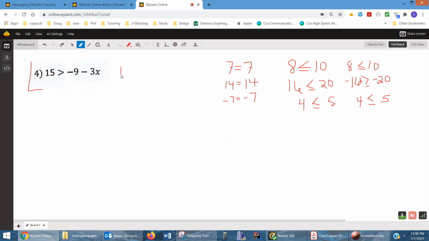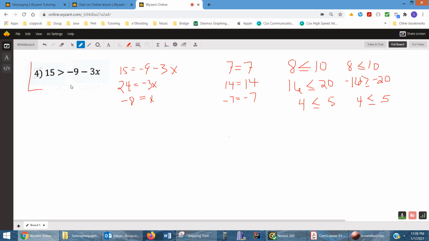If this was an equal sign, and you're trying to solve for the one number that makes this true, you might do something like this. You might add 9 to both sides, or think of transposing the -9 from the right side of the equal sign to the left side by transposing it and changing its sign. We're just adding 9 to both sides, so this would be 24 equals -3x. And now if we divide both sides by -3, we get x equals -8.